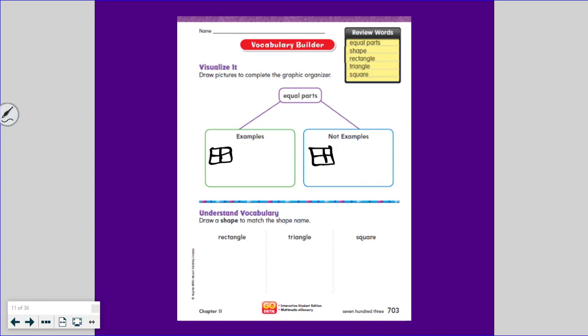And then down here at the bottom it says understand vocabulary. Draw a shape to match the shape name. So draw me a rectangle, a triangle, and a square. So go ahead and pause your video, draw a rectangle, triangle, and a square. All right, let's go to the next page.